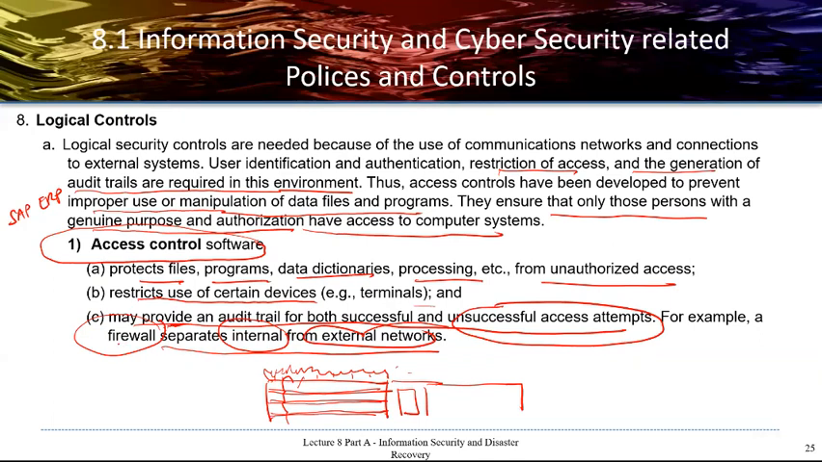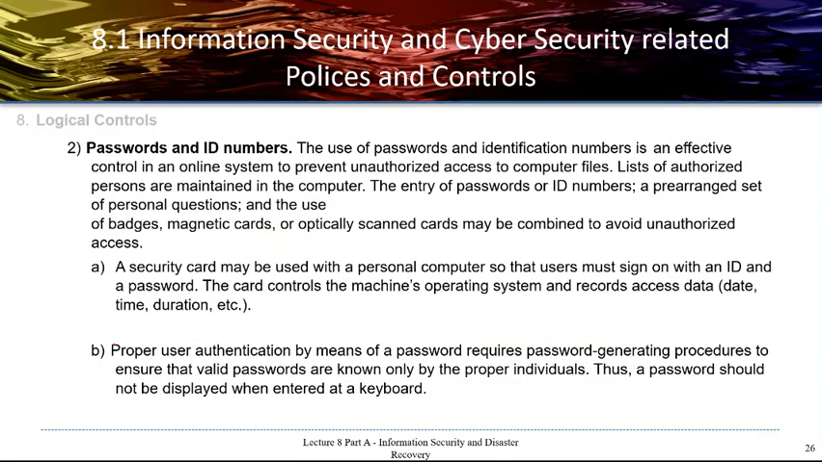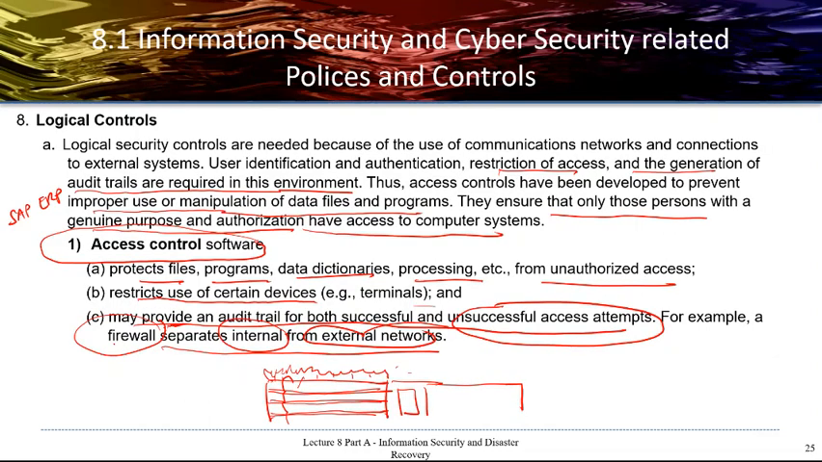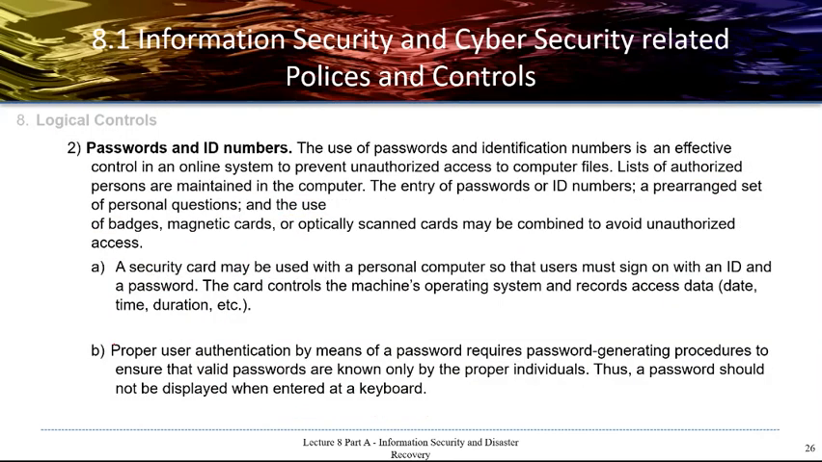So in an organization, a firewall means the wall is on fire so that unauthorized people cannot enter or jump out without permission. How that permission is given is another matter. That's what separates the internal and external networks. So, the logical controls we discussed: one is the access control software. Second is passwords and ID numbers.